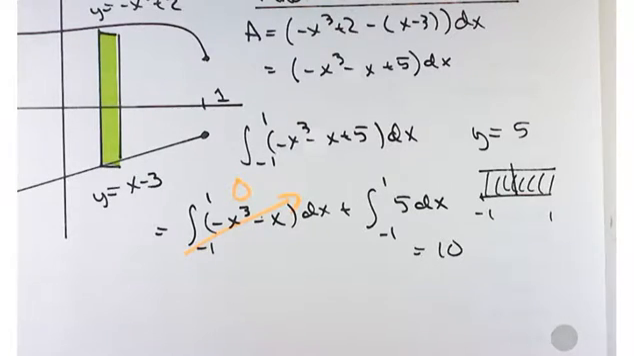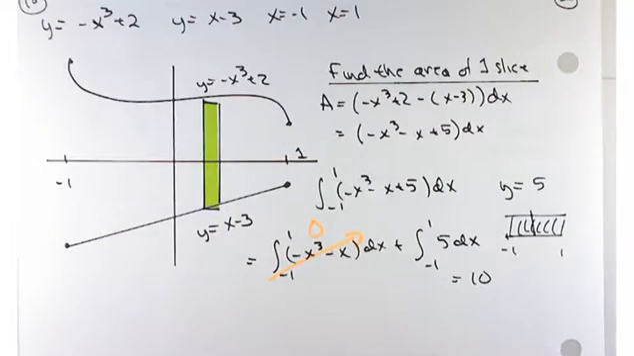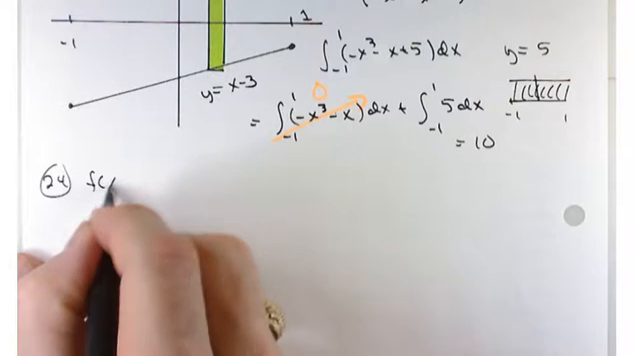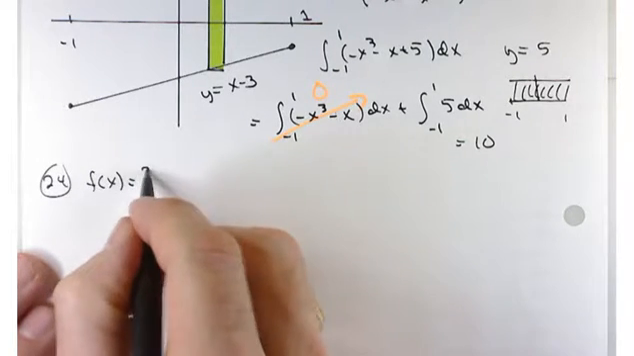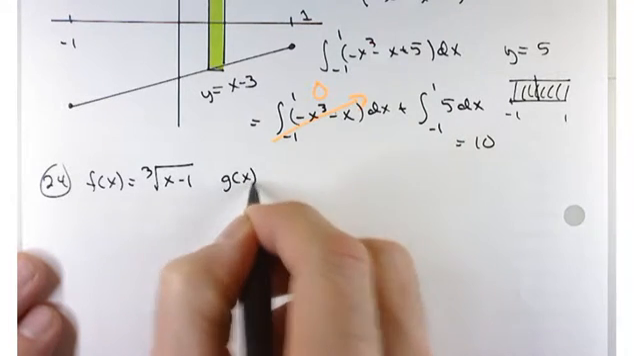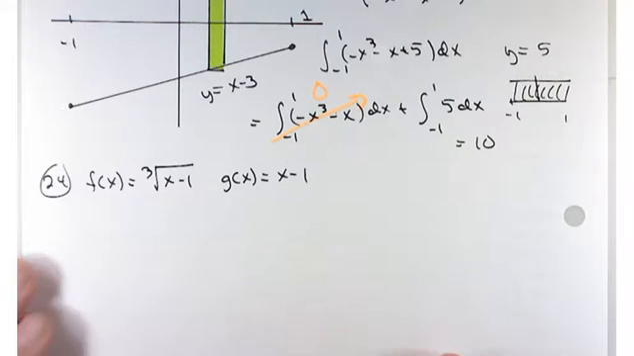All right. Let's try problem number 24. Are we good with problem number 18? Problem 24. F of x is the cube root of x minus 1, and g of x is x minus 1. Now, they didn't give us any limits here, but presumably these two functions are going to enclose some area. So we have to figure that out.